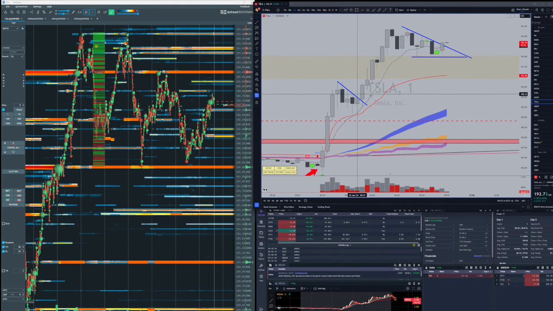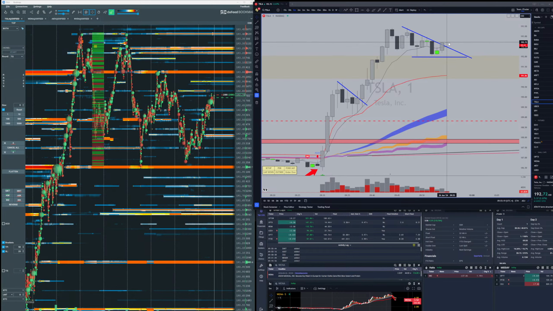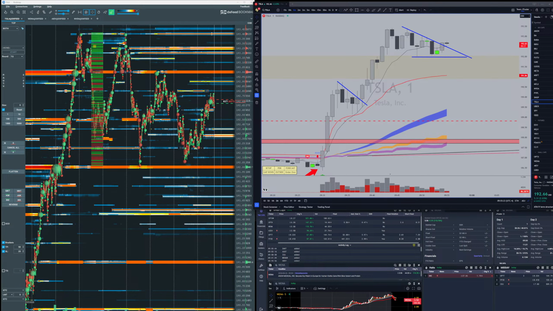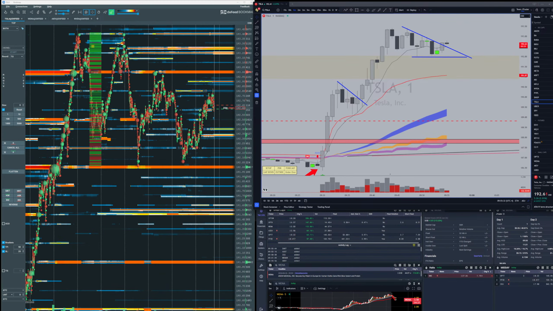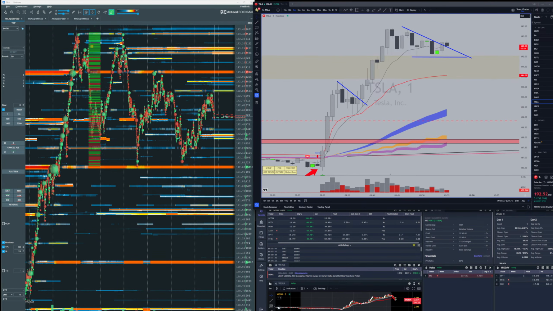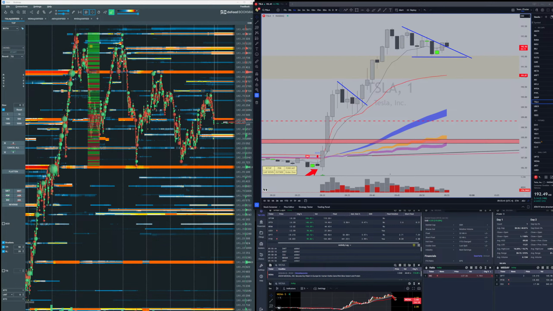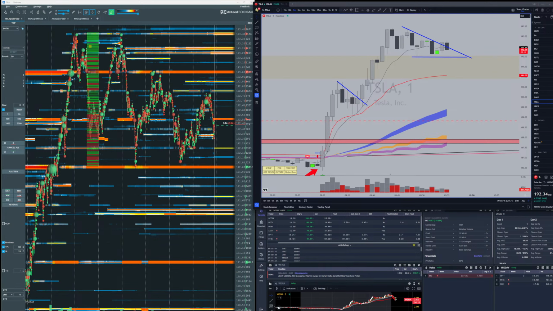Exactly this point over here, we can take a long but reduce the size, 192.70. Another long, Tesla, smaller size, risking what? 192.30. TP at least 2R. We're not really looking for the big move to the upside. We're looking for this to go right away, and you can see the liquidity at 192.50.